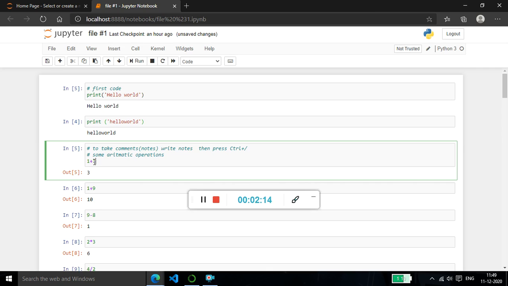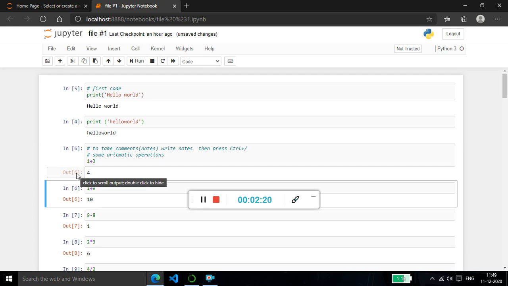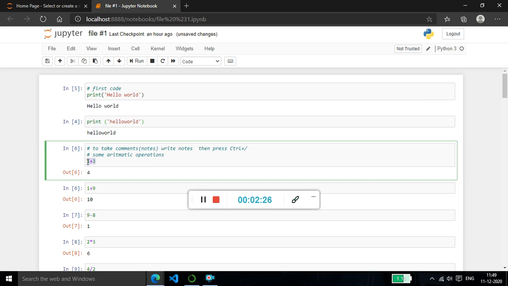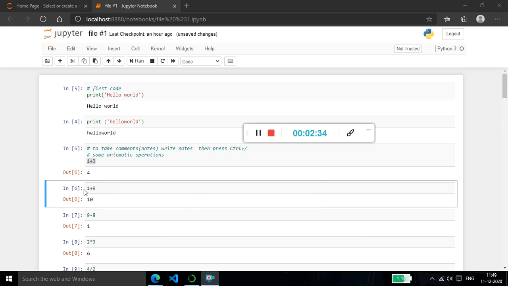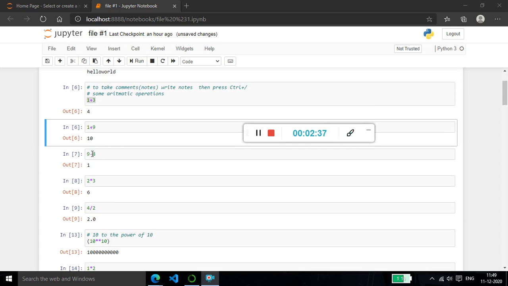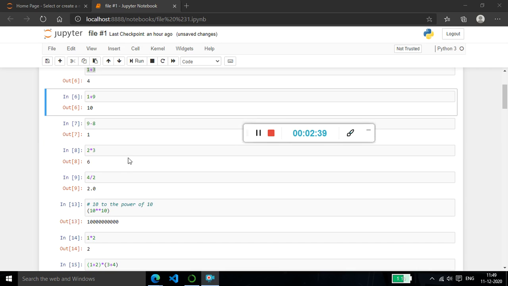You need to know the syntax. So 1 plus 3, and now I will run it with shift plus enter. It's giving me 4 as output. So if I type this code, I will get output 4. Next is 1 plus 9, which is 10. You can do it till you get the concept clear. And next is 9 minus 8, which is equal to 1.